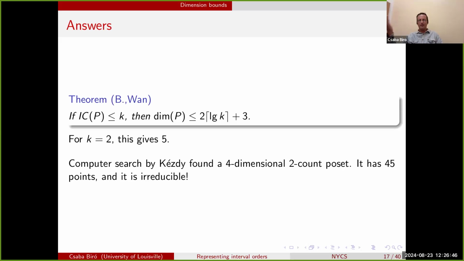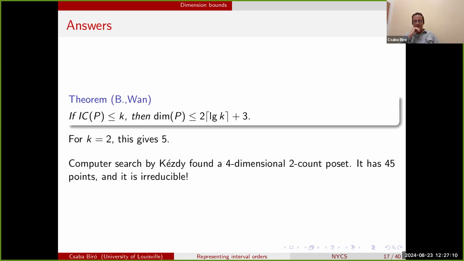So what do we know about k equals 2 now, after this theorem? We know it is at most 5-dimensional, and we know that it is at least 3-dimensional because we have actually semi-orders that are of dimension 3. We do know that the Rabinovich bound is sharp. So we knew it was either 3 or 4 or 5. Which one is the best bound?